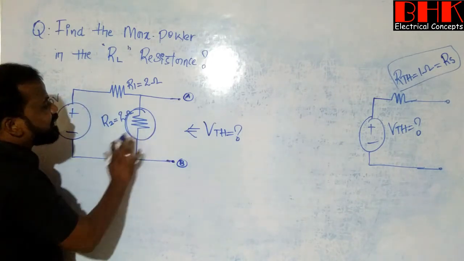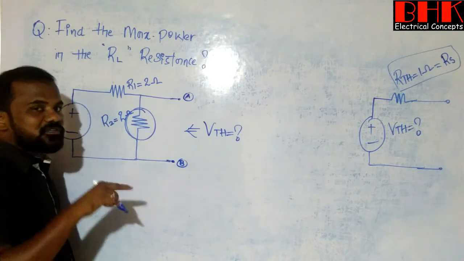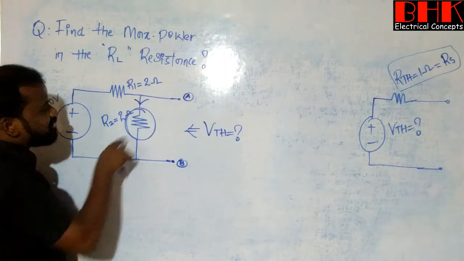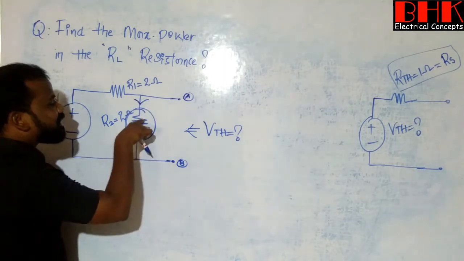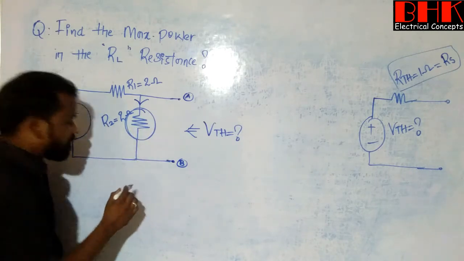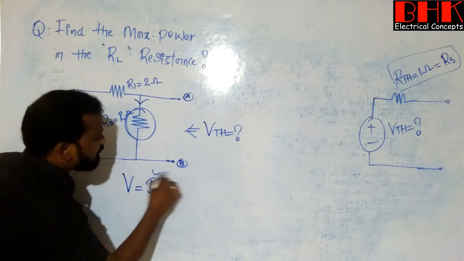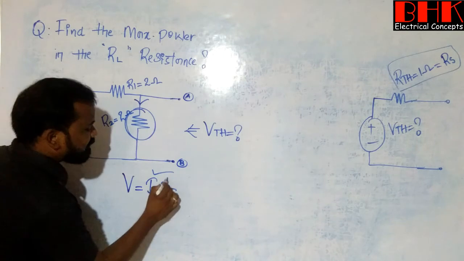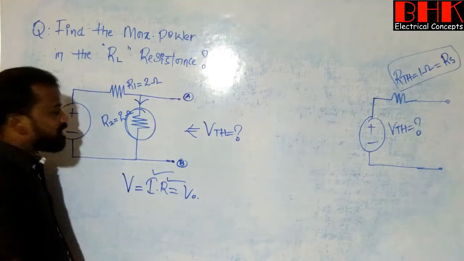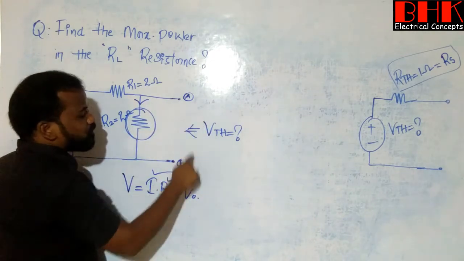calculate the actual current or the total current flowing in the circuit. If I know the total current flowing in the circuit, that current is flowing through this particular R2 resistance. So that current multiplied with R2 will give what? Voltage. It means V is equal to I into R. If I know the current flowing through this resistance, and the value of this resistance, it will give the value of what? Voltage drop. That voltage drop is the Thevenin voltage across these open terminals.